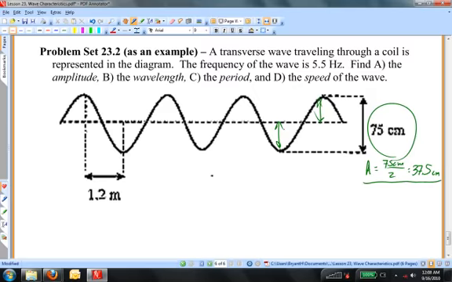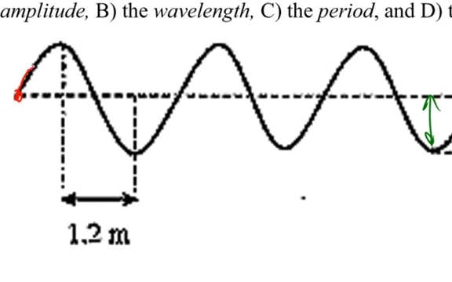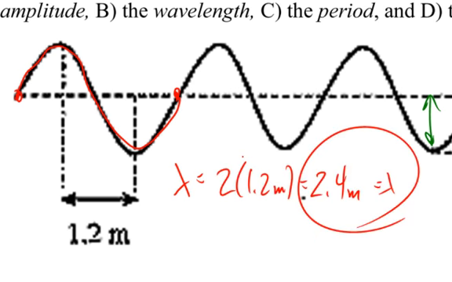Part B says, find the wavelength. Well, to find the wavelength, I'm going to look at the distance from the beginning of one crest to the beginning of the adjacent crest. And it looks to me like they've shown a distance here from the top of a crest to the bottom of a trough. And that turns out to be half a wavelength. I'm going to take that number and multiply it by 2, and what I'm going to find is that the wavelength is 2.4 meters. There's my result.